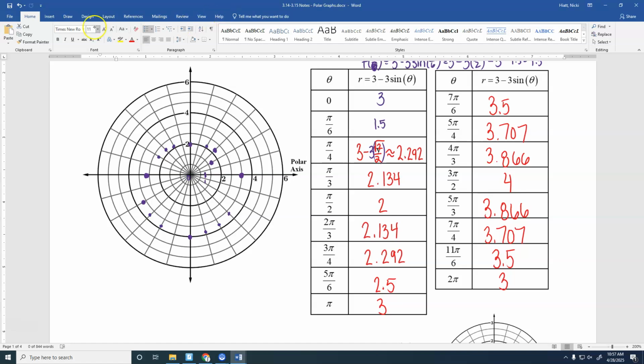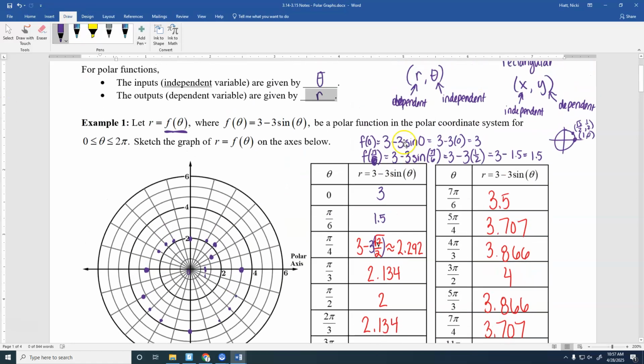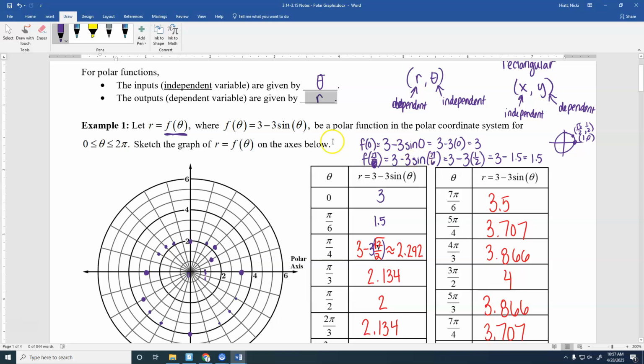Oh, I skipped. Yep, I skipped. Didn't skip like I should have. And then we got, and I am pretty sure this point right here is wrong. What did I do wrong? Or are my points over here wrong?